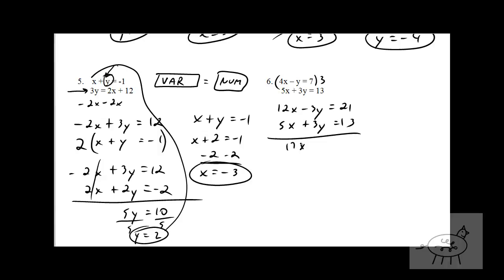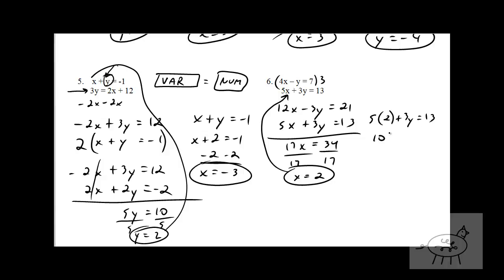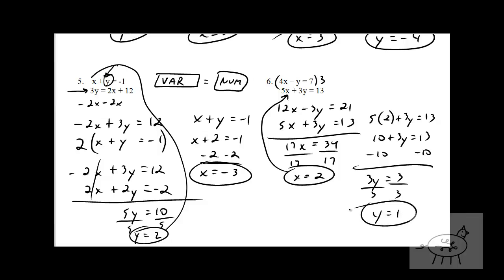So I get 17x equals 34, and that does divide nicely. It should. Okay, so x comes out to be 2. And then again, I'm going to make a choice to plug it into the second equation because there's no negatives there. Again, it's your call. So if I do that, I get 5 times 2 plus 3y equals 13. So 10 plus 3y equals 13. Subtract 10. 3y equals 3. Divided by 3, y equals 1. Okay, so that's it. I get x equals 2 and y equals 1.